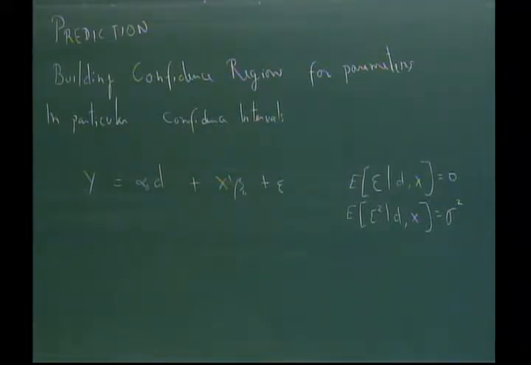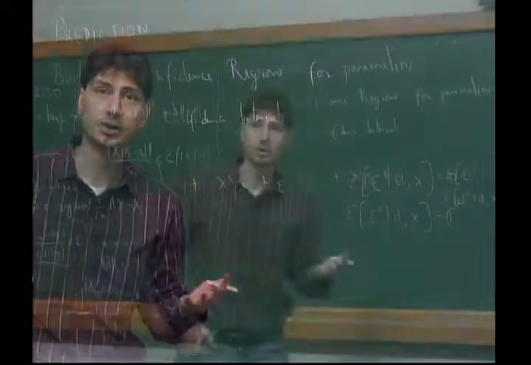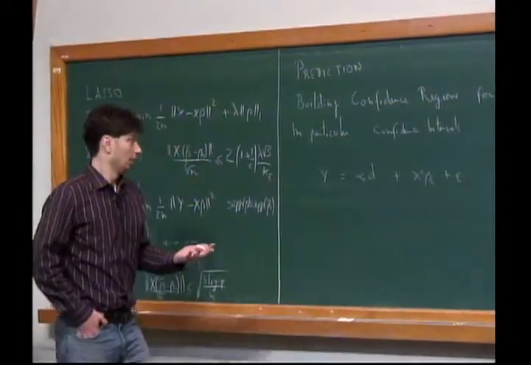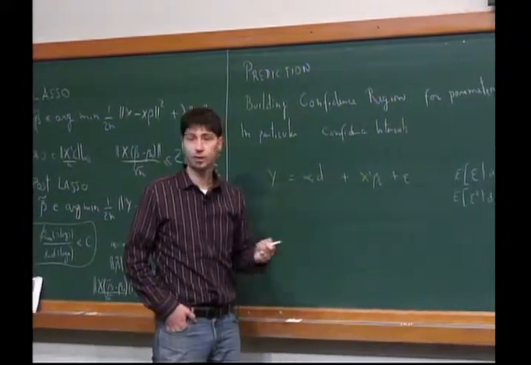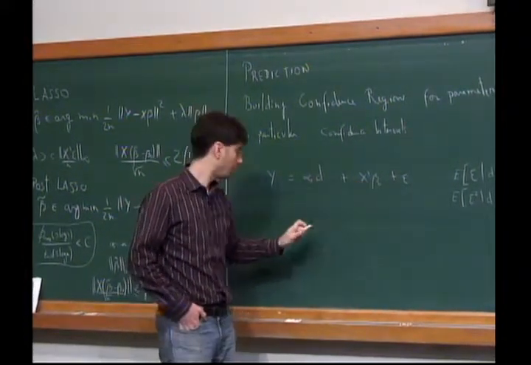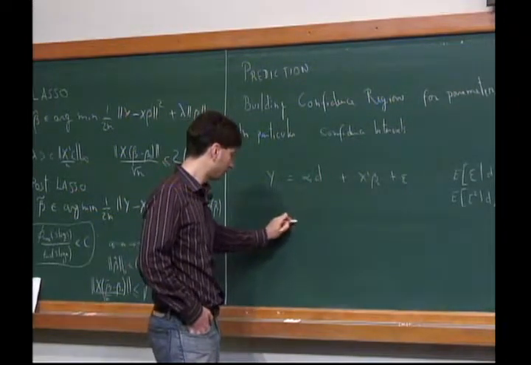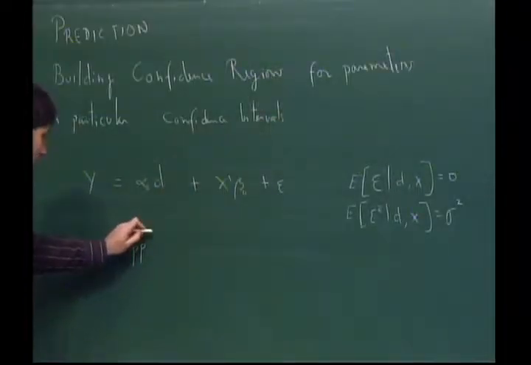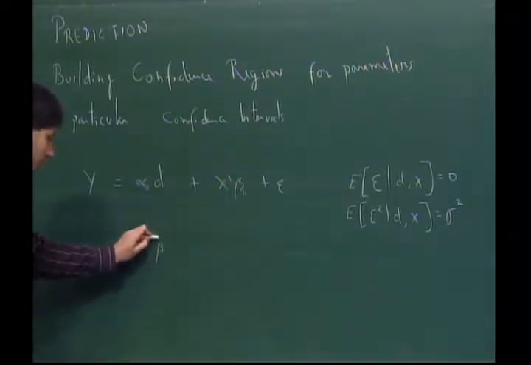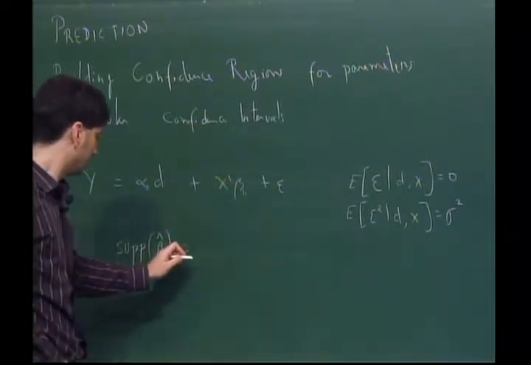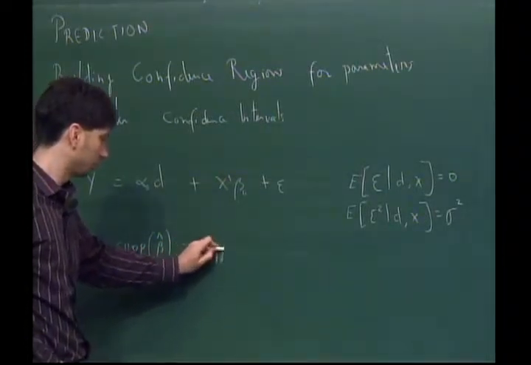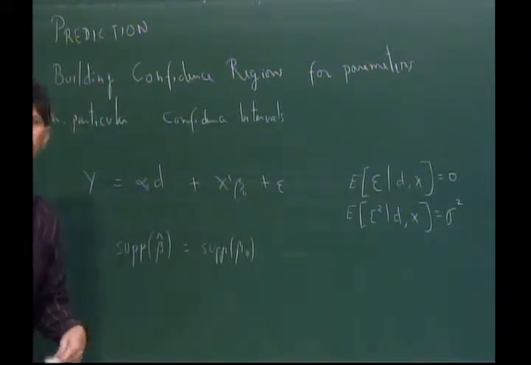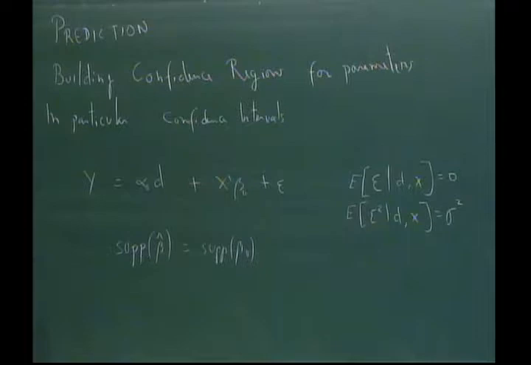Now, the very natural first step on this was, okay, I want to build confidence intervals, so I am in the business of chasing beta naught. So the first thing that people pursued was I want to find some estimator, let's say, beta hat, such that the support of beta hat equals the support of beta naught. And that's what people have been doing for a long time. That's kind of the mindset, if you want.